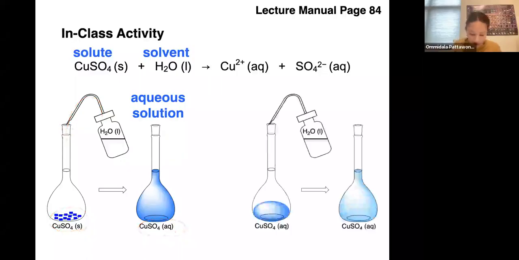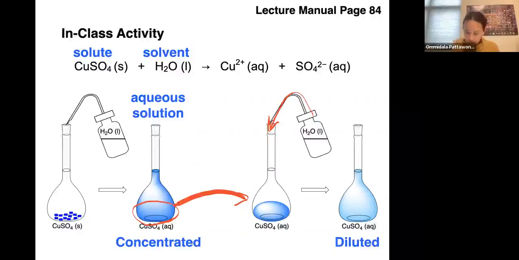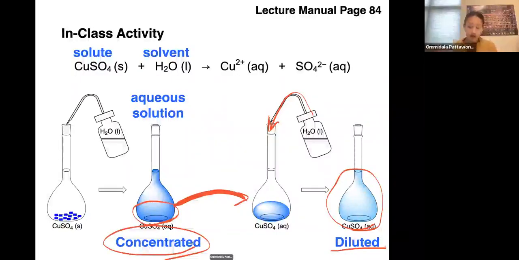Now, the next thing is if I take half of this out, and then I start to add more water to it, this process is what we refer to as the dilution process. The result would be a diluted solution compared to the original concentration. The original would be more concentrated.